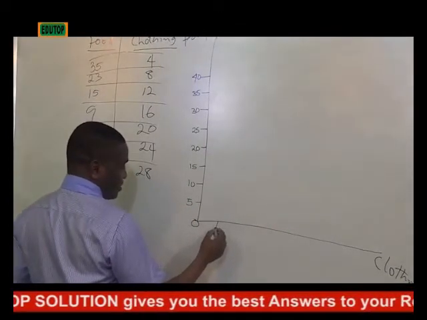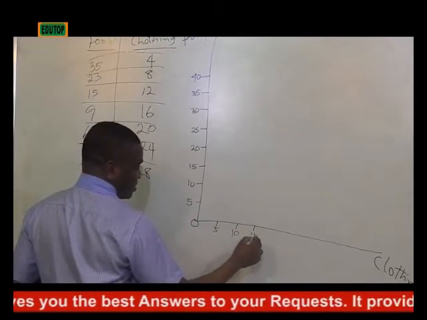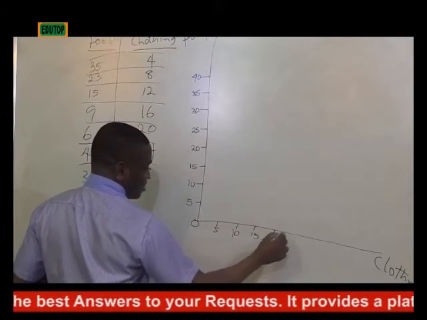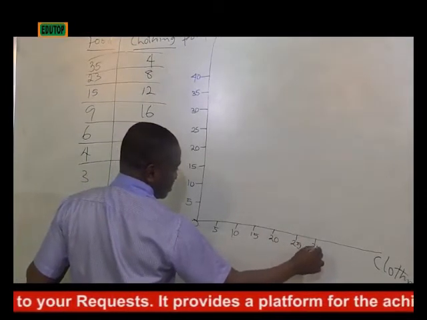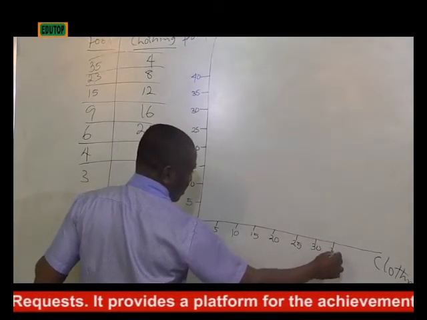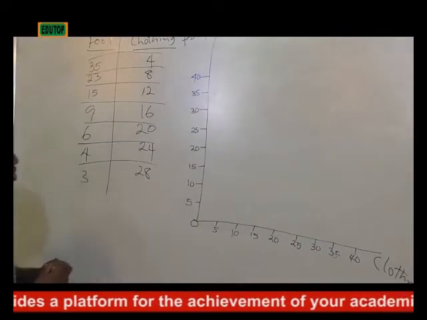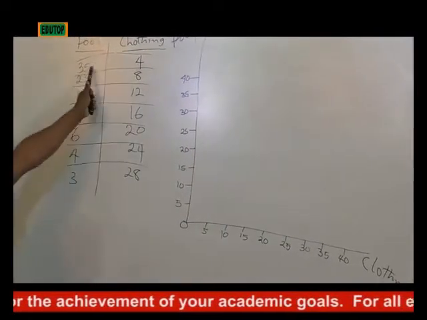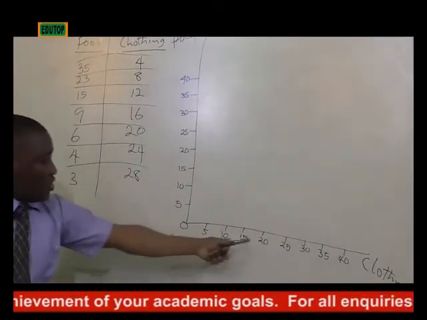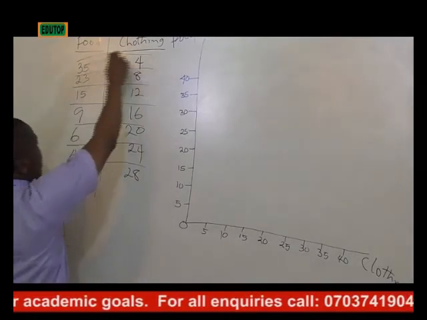And we have something like 5, 10, 15, 20, 25, 30, 35, and 40. With these scales and this preparation for the graph, we'll be able to accommodate all these figures inside the graph. Now let's take it one after the other.